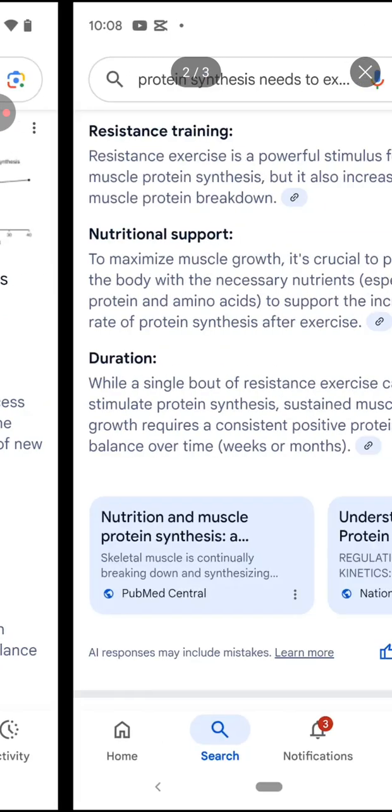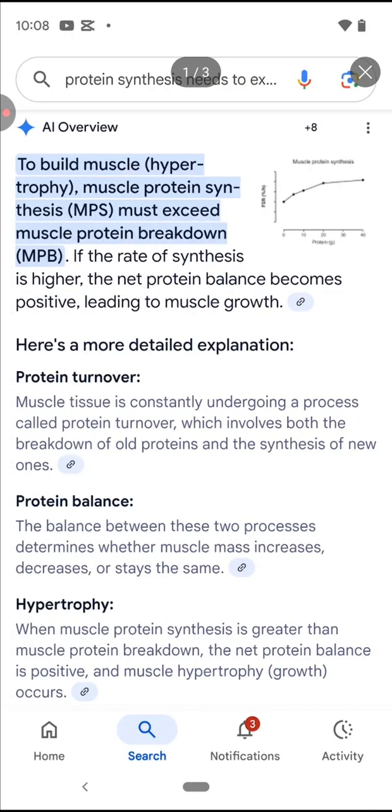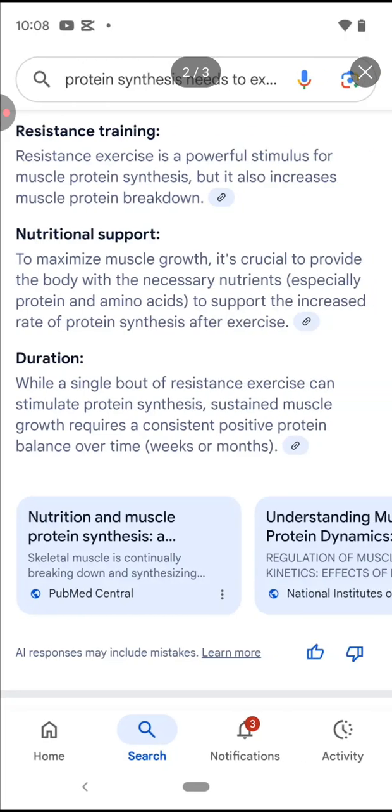So, yeah. Like it says here, when muscle protein synthesis is greater than the muscle protein breakdown, the net protein balance is positive. The muscle hypertrophy growth occurs. That's when growth occurs, when it's positive, when it's higher than the breakdown. And it has to be like that for an extended period of time. Now, resistance training. Resistance exercise is a powerful stimulus for muscle protein synthesis. It is. I would not say it's not, okay? But it also increases muscle protein breakdown.